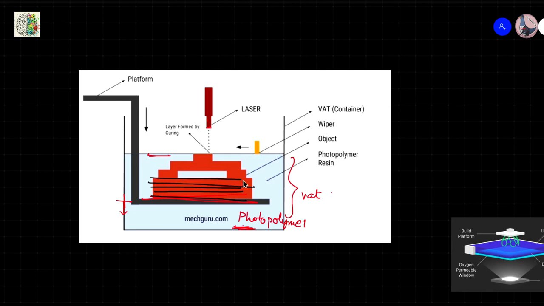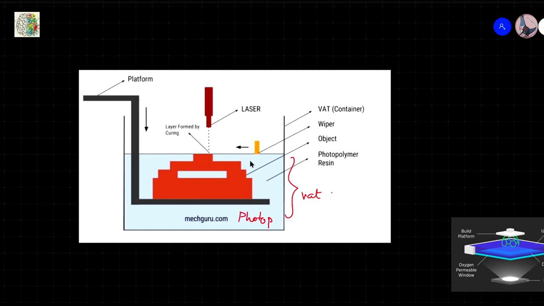Okay, now what is the use of this? It is called a wiper or doctor's blade. It is also called a Zephyr blade, but I will tell you what this is later. Right now you just see that this is called photopolymerization, or VAT polymerization method.